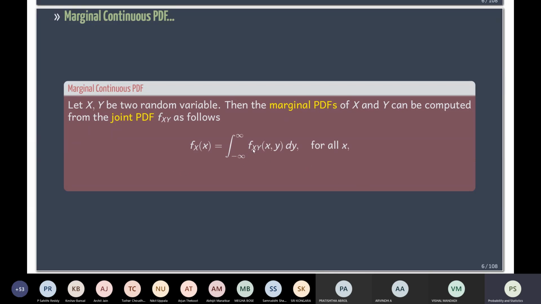So what do you see here? You take the joint PDF and then you integrate out the y. It's like summing up the y. That's how you get the marginal. If you want the marginal with respect to x, then you have to integrate out with respect to y. Similarly, if you want the marginal with respect to y, put the joint PDF and integrate out with respect to x. Obviously this will remain a function of y because you did not integrate that, right?